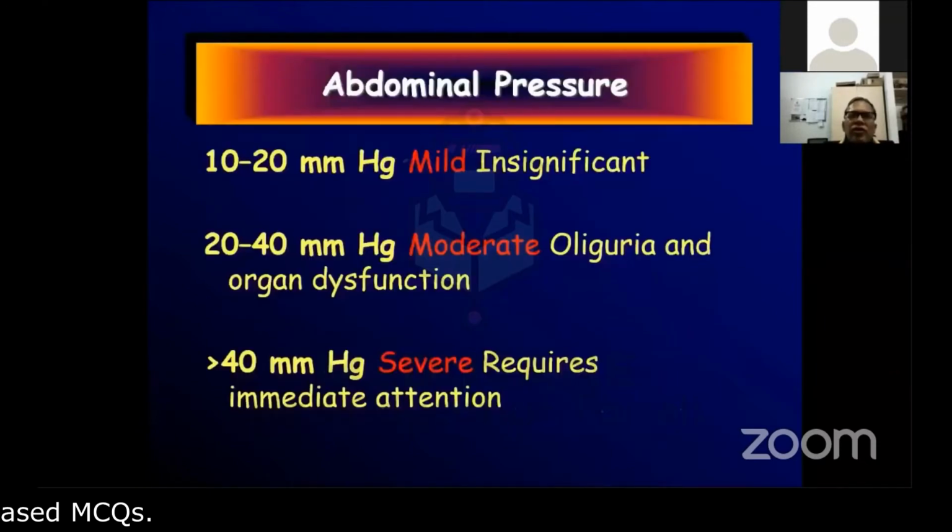And then in this scenario, if you close the abdomen, there is a chance that ischemic edema will set in and there will be a rise of abdominal pressure. When the pressure is 10 to 20 millimeters of mercury, it is mild and insignificant. If it is 20 to 40 millimeters of mercury, there will be oliguria and organ dysfunction. And if it is more than 40 millimeters of mercury, it requires immediate attention and decompression.